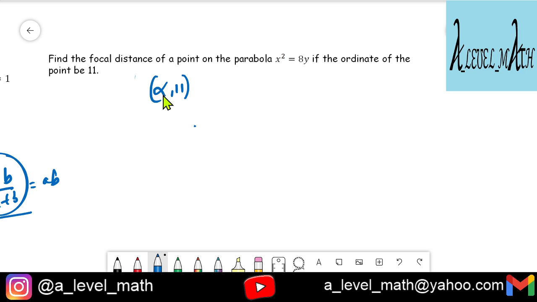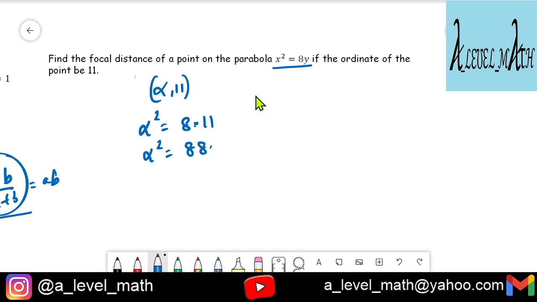Then we need to find out the value of alpha such that this point lies on this parabola. Okay, so let's just put this point on the parabola because it satisfies this, and find out the value of alpha. So alpha square is equal to 8 times 11. So alpha square is equal to 88. So alpha will be plus or minus root over 88. But we are not actually asked to find out the point. I'm so sorry that I said that I need to find out the value of alpha. Not exactly. We are just asked to find out the focal distance of this point. That means the distance of this point from the focus.